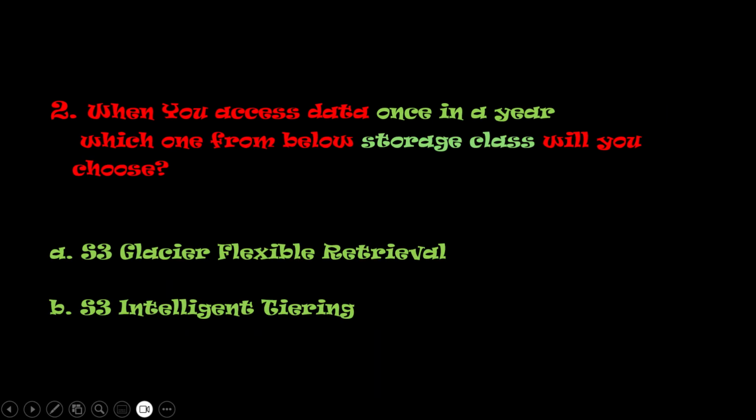And the next question is, suppose you want to access your data once a year, which storage class will you choose? Glacier flexible retrieval or intelligent tiering? And the answer is intelligent tiering, as this doesn't have any retrieval fees. In intelligent tiering, though standard infrequent access storage costs are applied at first, that is smaller when compared to the Glacier flexible retrieval's retrieval fees.